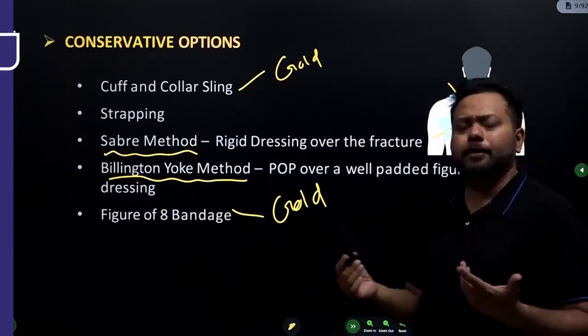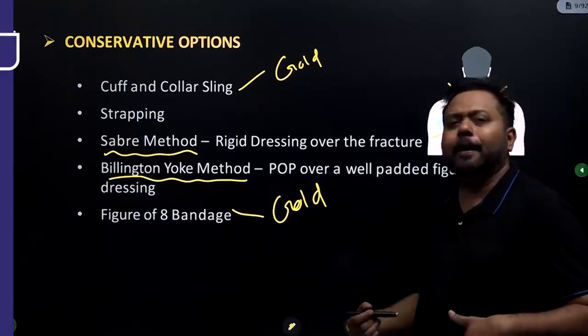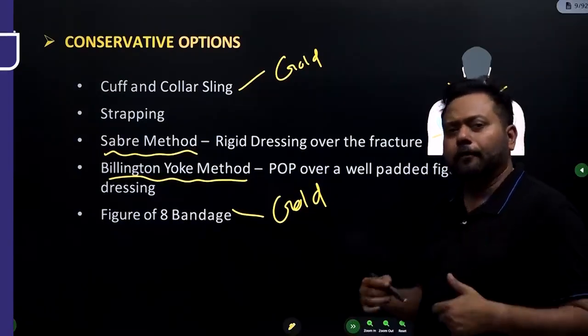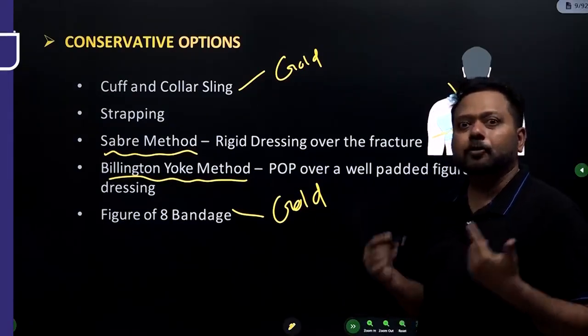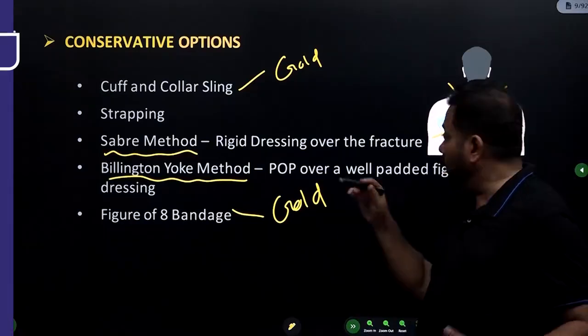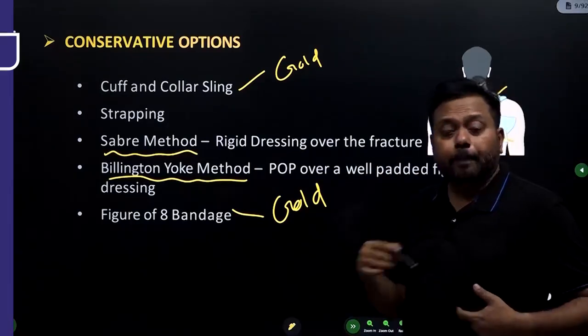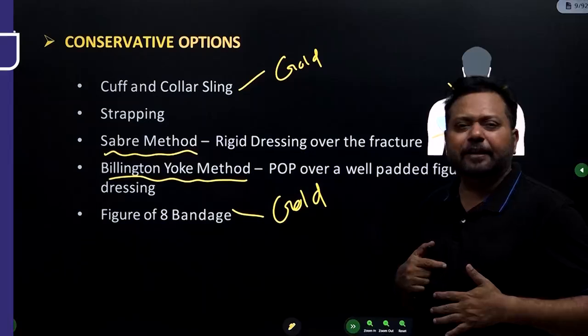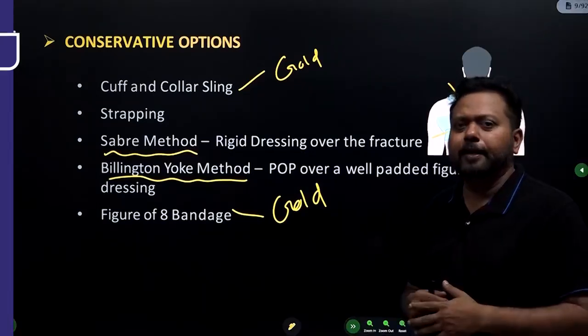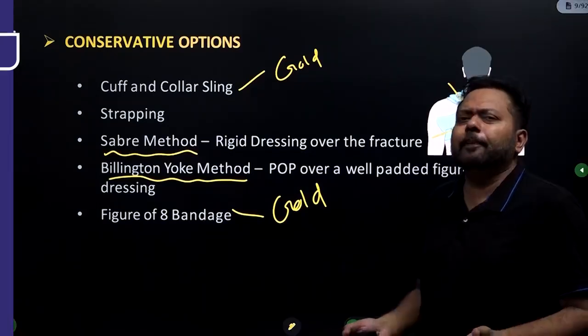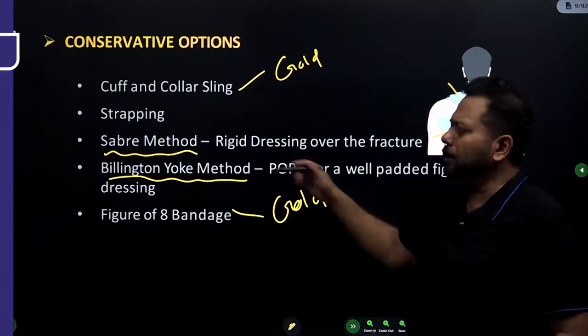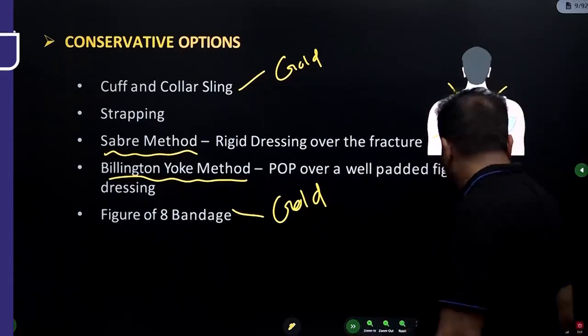Billington Yoke's method, again, it's outdated. You are putting figure of 8 bandage. You are reinforcing that figure of 8 with plaster of Paris. That's called Billington Yoke. When you apply plaster of Paris over the figure of 8, it will be very tight. It's very effective but very tight, and it causes breathing difficulty to the patient. So these methods are outdated. Just for MCQ, you should know.